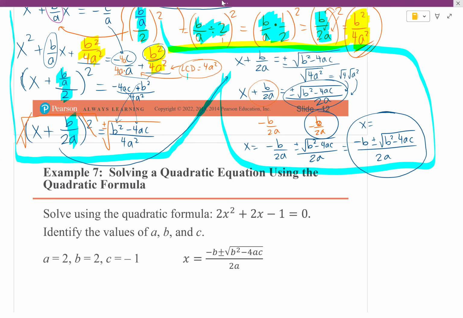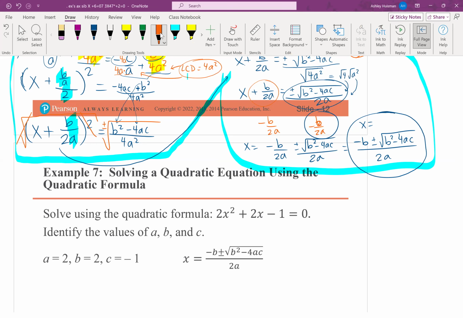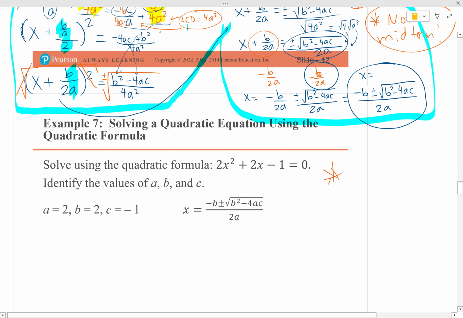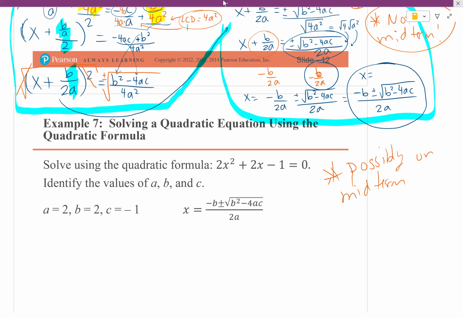So I'm going to even write that down. Not on the midterm. Don't even worry about that. Don't worry. Not on the midterm. It might be a problem like this. This is possibly on the homework, or definitely on the homework, possibly on the midterm. Possibly this type of problem on the midterm. But the whole thing I wrote where we derived the quadratic formula, don't worry about that.